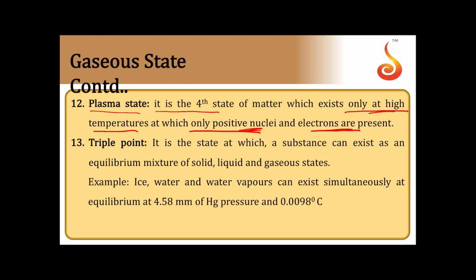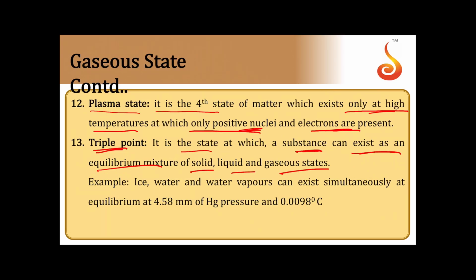And then triple point. Triple point stands for when all three states of matter exist in equilibrium. All three states means here gas phase, liquid phase and solid phase. All three must be in equilibrium. That point is defined as a triple point. So it is the state of a substance where the substance can exist in equilibrium as solid, liquid and gaseous state.